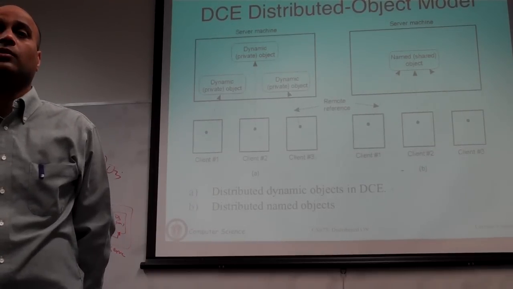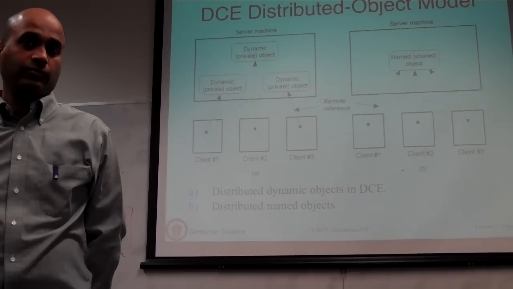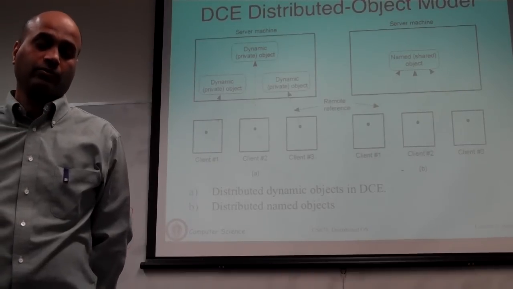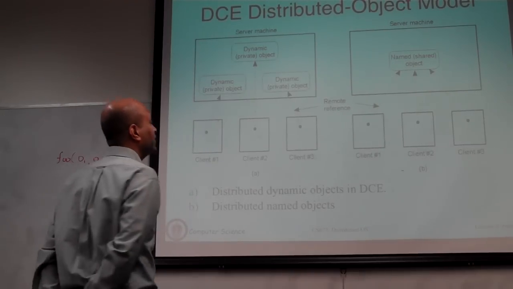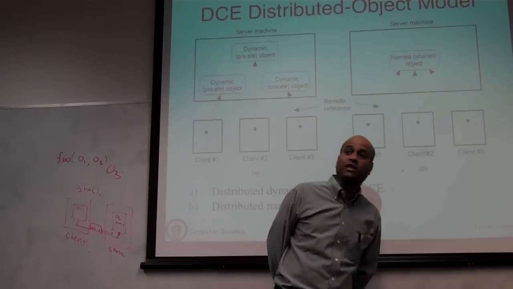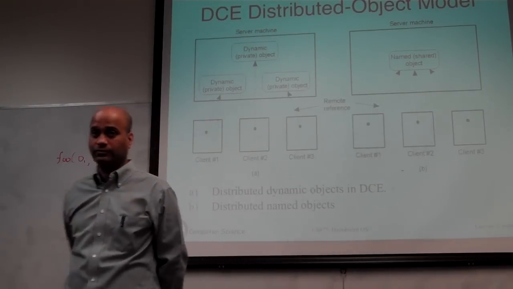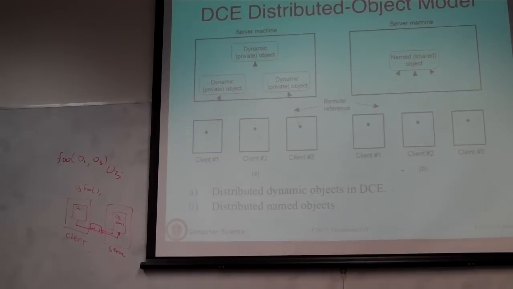Yes, can you have multiple copies of the same named object, because it doesn't seem like it would scale well if you couldn't. That's a good point. The point is, can you have multiple copies of the same object? Will it scale well? That's a good question.